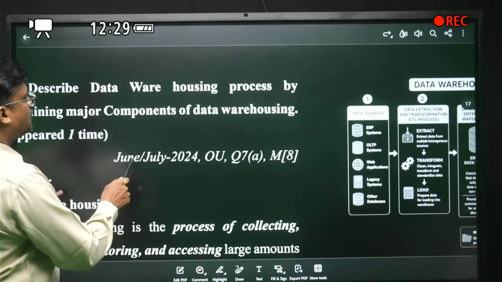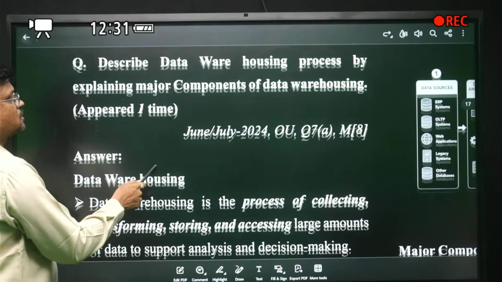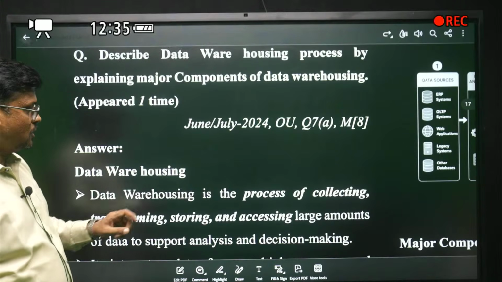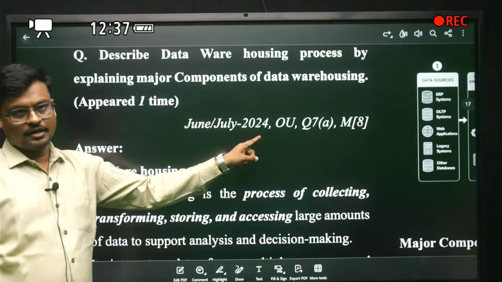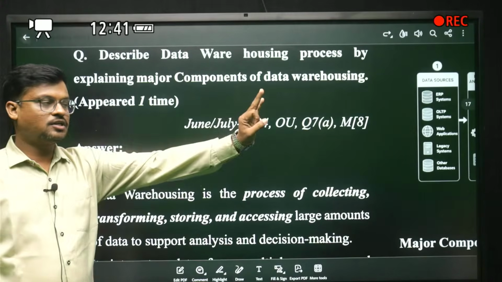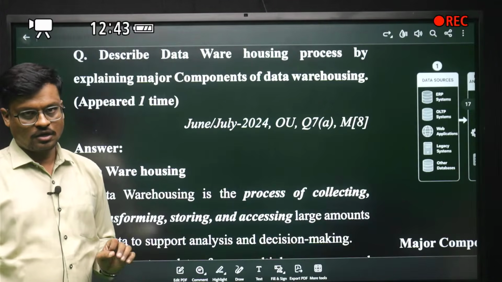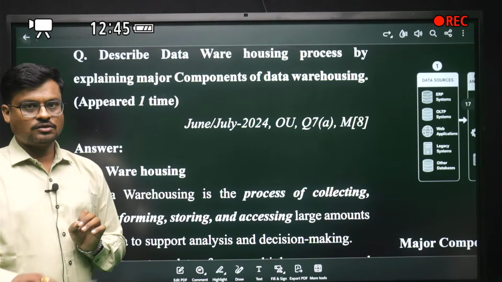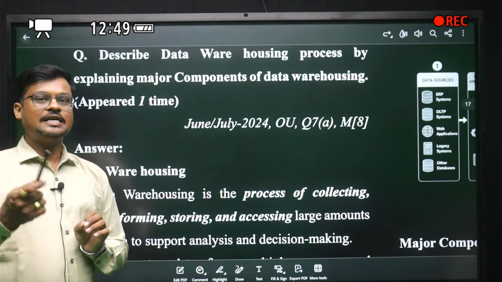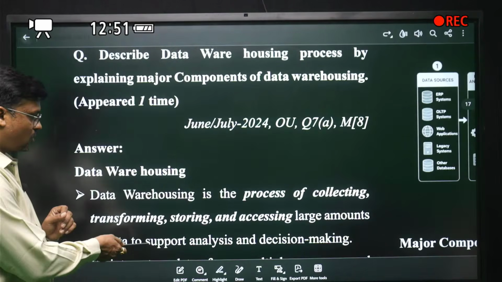Describe the data warehousing process by explaining the major components of data warehousing, which was asked in June-July 2024. What is the data warehousing process? Explain the major components of the data warehousing process. The major components of the data warehousing process are ERP, OLAP, ETL. Okay, so we will go across with this.